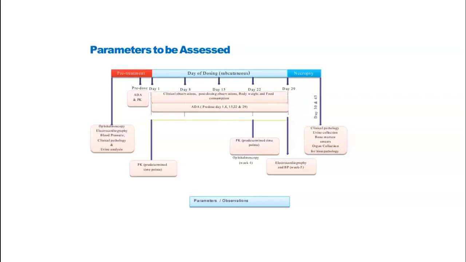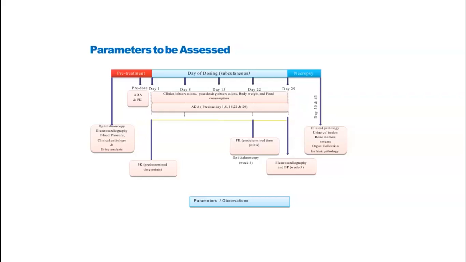For example, ophthalmology, electrophysiology they do. That's the ECG. Blood pressure they measure. Clinical pathology. So urine analysis complete. Sorry, this is urine analysis. So this is the complete picture in the pre-treatment period.